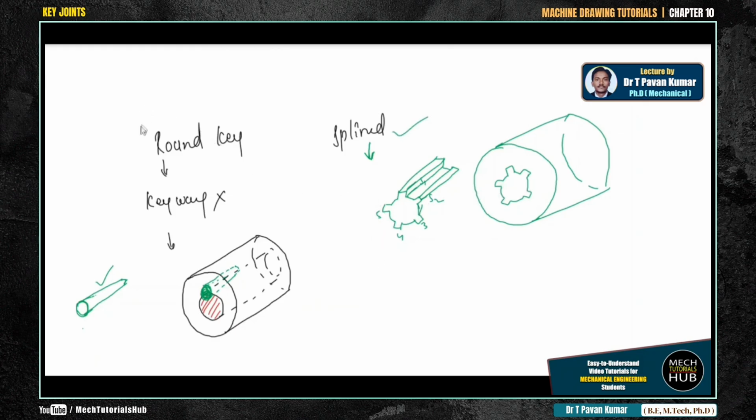This is called a round key, and this is called the splined key, which are other than saddle and sunk keys. I hope you got the basic information about key joints. Saddle and sunk keys are very important to understand the basic logic about the difference between hollow and flat, and the differences between feather keys, tapered keys, and a Woodruff key. This is all for this particular lecture.